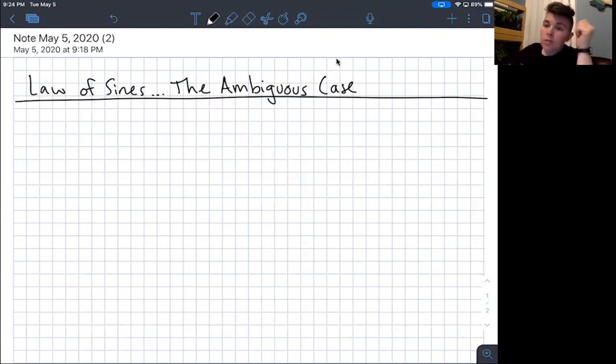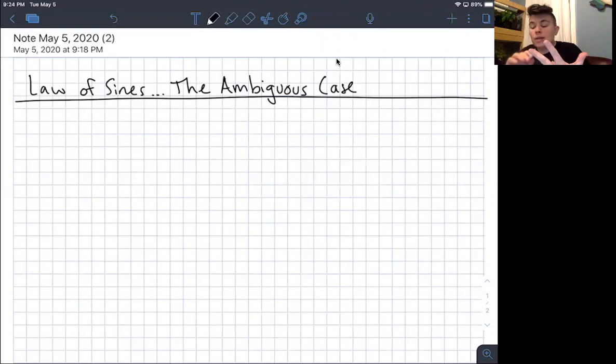And remember, we use the law of sines when we are not working with right triangles, when we're trying to figure out side and angle measurements, but we can't use SOHCAHTOA because SOHCAHTOA only works with a right triangle.